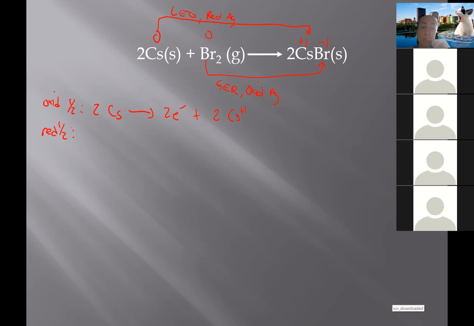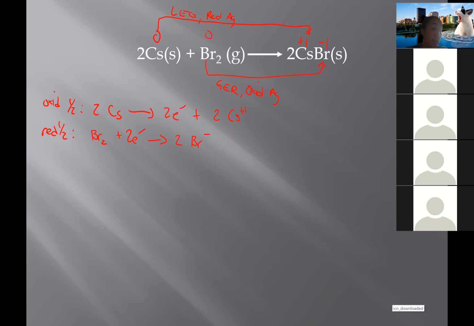It's going to start with Br2, and it's going to gain 2 electrons, so it's plus 2e-. It yields 2Br-. That's it. This is not hard. It's really easy. If you get the process, it's simple. So that's it. You've done everything. Good job.